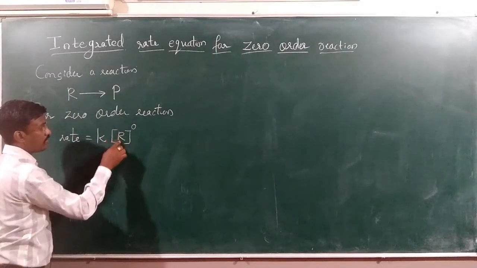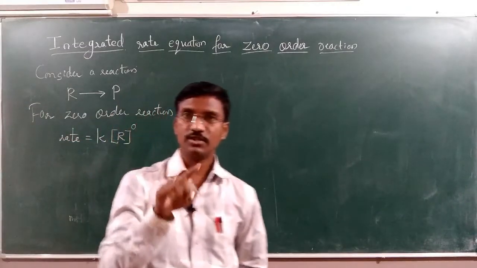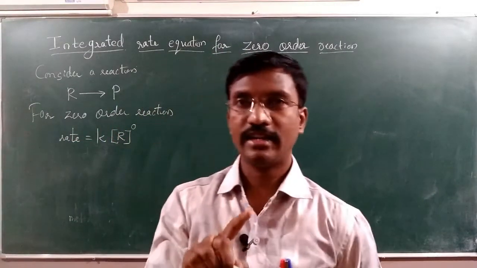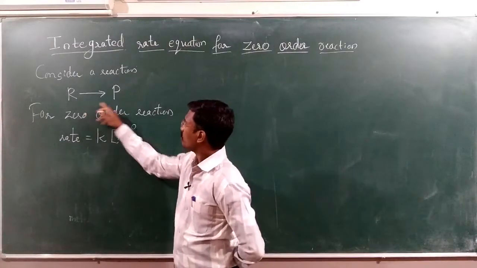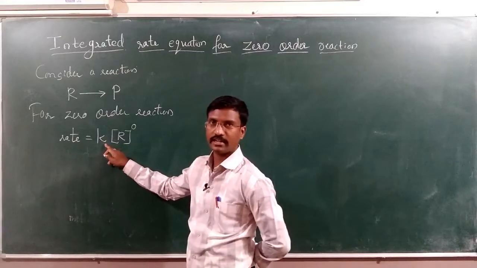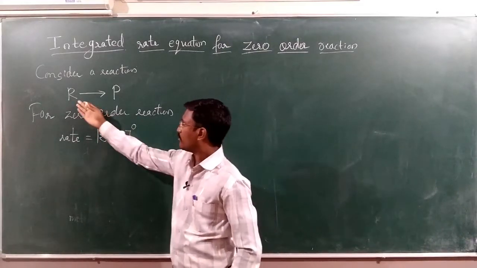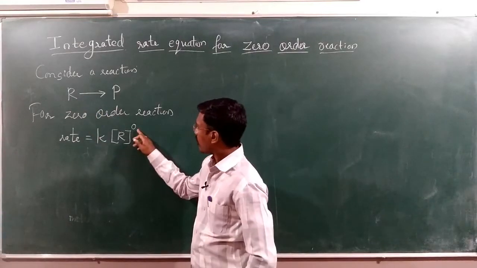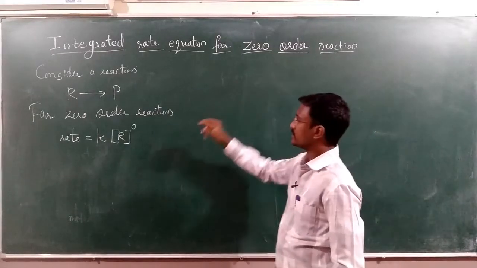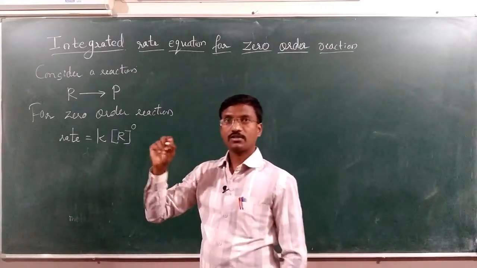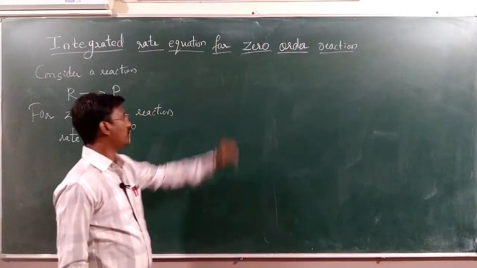If the power of the concentration of the reactant is zero, this indicates that the order of the reaction is zero. If the power is 1, the order is 1. If it is 2, it is the second order. Here the rate expression for this general reaction is rate equal to k, where k is the rate constant and R is the concentration of the reactant. I have taken only one reactant, R, and the power I have written is 0. The order is the sum of the powers of the concentration of the reactants. Here R has the power 0, which indicates the zero order reaction.